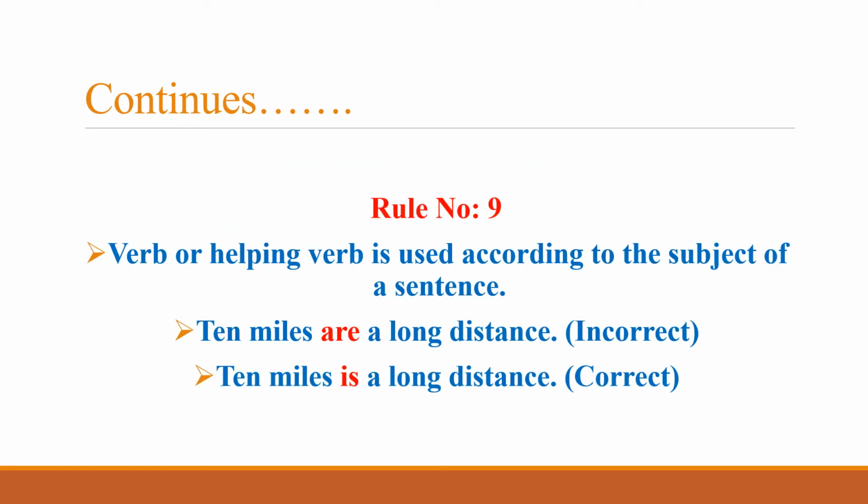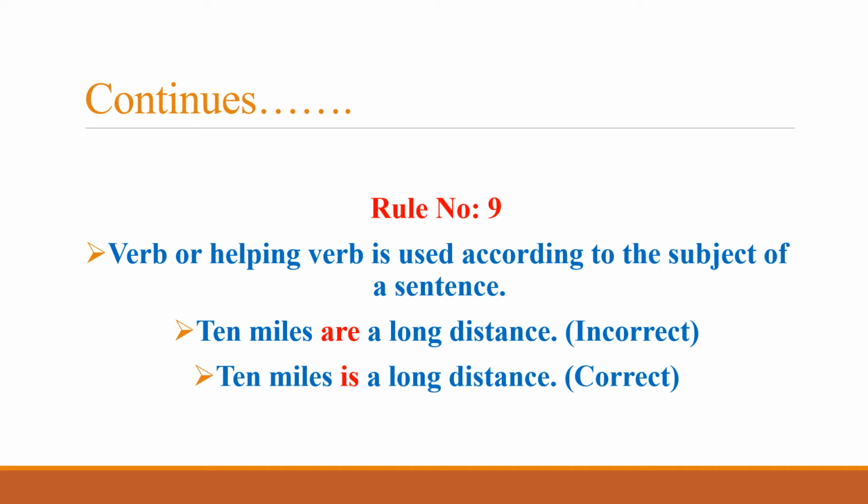Now we come to rule number 9. The rule is that the verb or helping verb is used according to the subject of a sentence. It is already clear that the verb or helping verb is used according to the subject. But sometimes the problem is that we are mistaken about the identification of the actual subject.